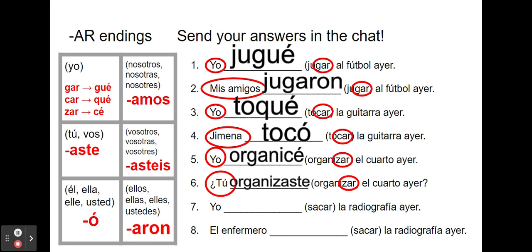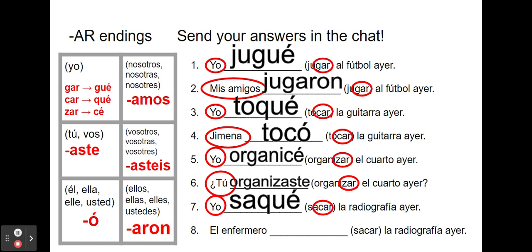And number 7, I see my sentence is yo sacar la radiografía ayer. I took the x-ray yesterday. My verb is sacar, which ends in CAR, and it's yo form. So any verb that ends in CAR changes to QUE with an accent mark for yo form. So that would be yo saqué la radiografía ayer.